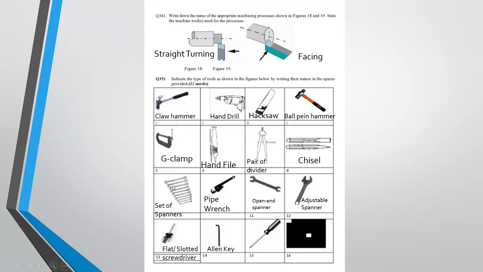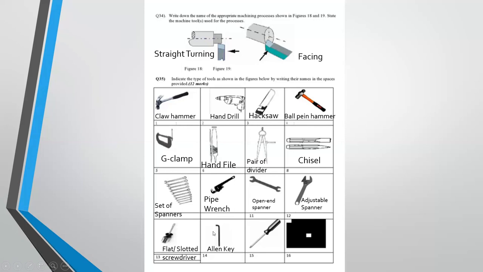This is a set of spanners. This is a pipe wrench. Please take a look at it. It's not a spanner, it's a pipe wrench. So you have to take a look at it. This is an open-end spanner. The difference between this and this is that this has both ends open. So this is an open-end spanner. And this is an adjustable spanner. You can adjust this part of the spanner, so that's why it's called an adjustable spanner.